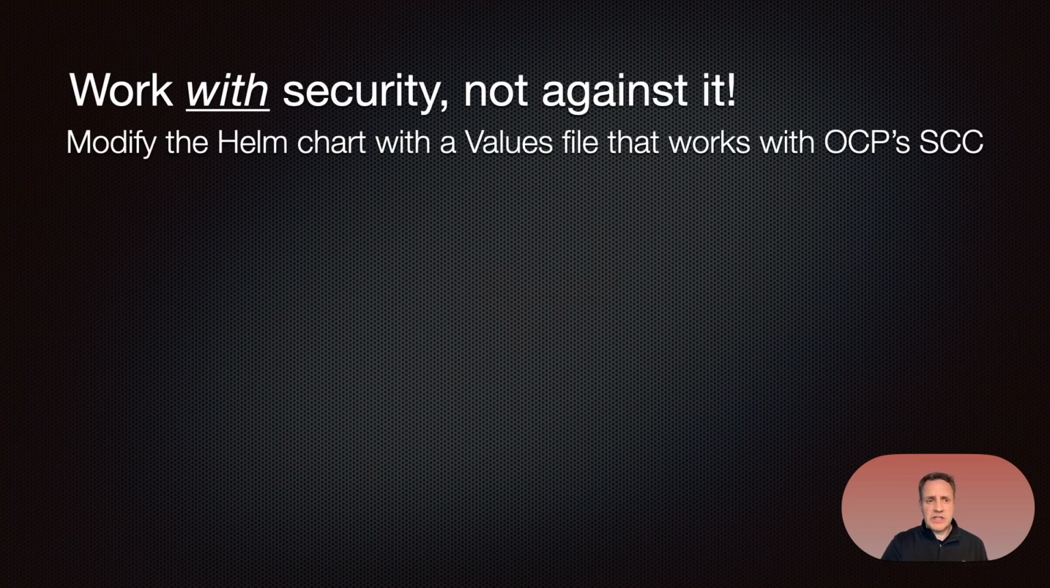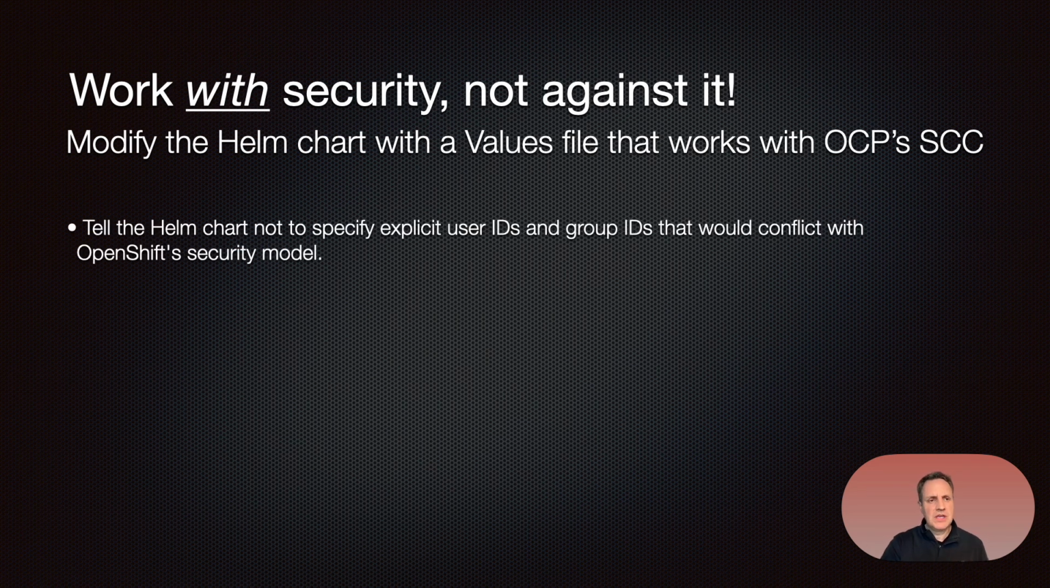So the solution here is to work with security and not against it. We can typically modify something like a Helm chart with a values file that works with OpenShift's security context constraint, or SCC. So in this case, for this RocketChat program, we're going to tell the Helm chart not to specify explicit user IDs or group IDs that would conflict with OpenShift's security model.